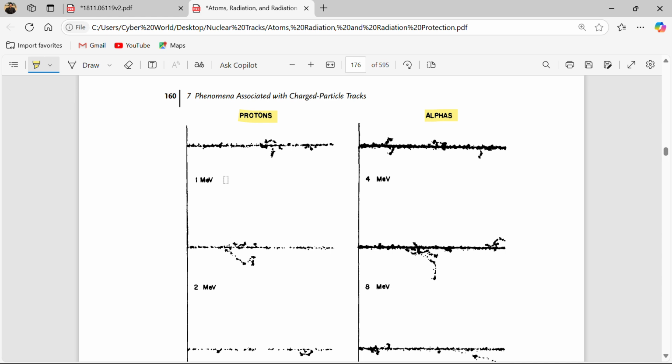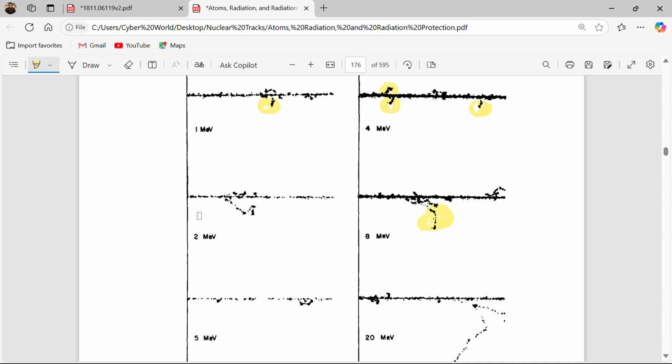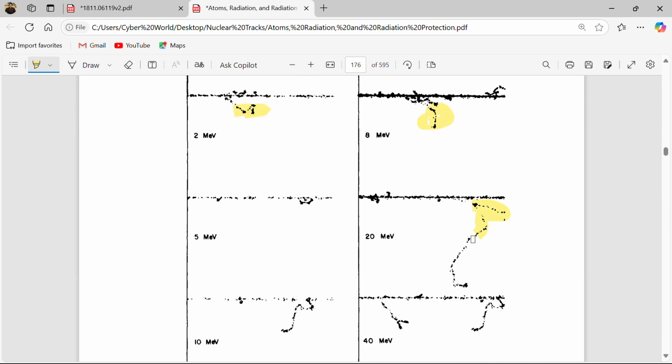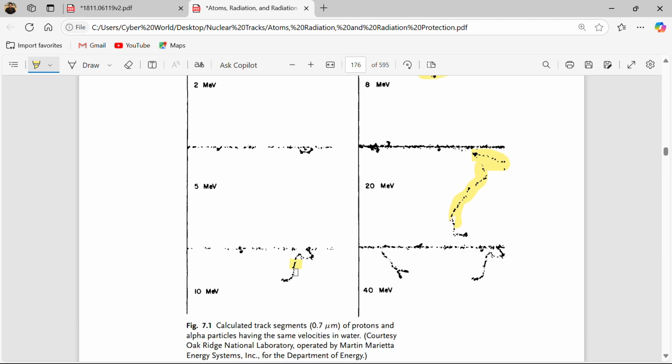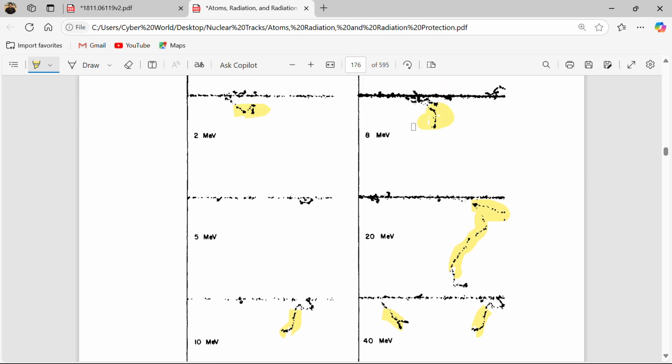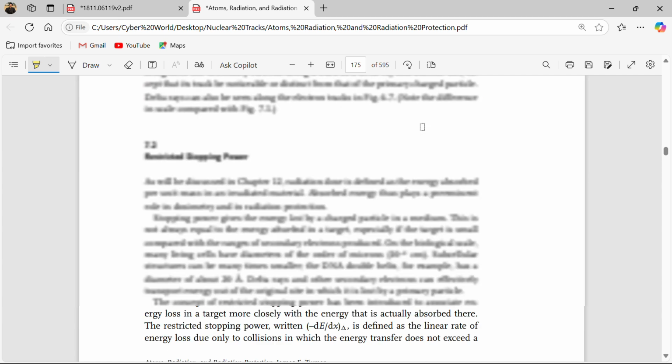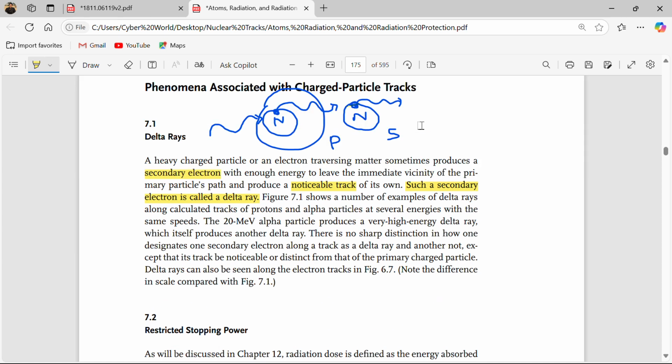You can easily illustrate this from the graphs. These lines are basically showing the secondary ionization formed here, and this straight path is basically showing the primary ionization. These lines you can see showing the secondary ionization, and you can easily see that as the energy increases, the thickness becomes low. So that's for the delta rays.